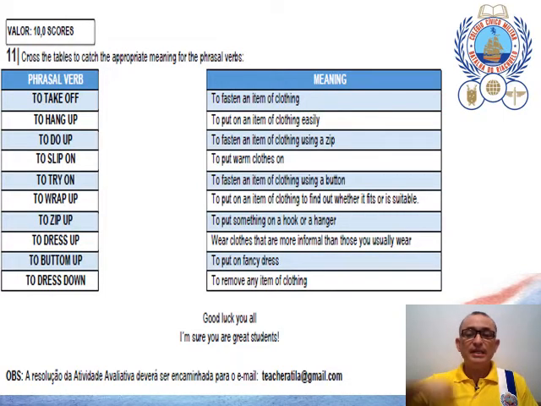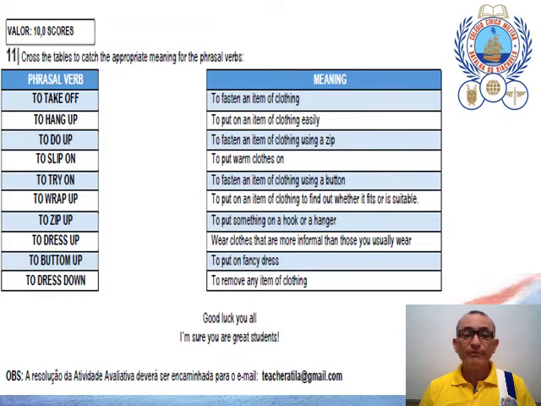Ok? To zip up. Né? A zíper. To dress up. É quando você se veste bem. Eu gosto de dress up. Eu gosto de me vestir bem. To button up. I have a button. So I have to button up. Tá? To dress down é o contrary, the opposite to dress up. Se você se veste bem com dress up, como é que você se veste com dress down? Se vestir menos, é mais simples, não precisa se vestir tão bem, né? A ocasião não precisa você se vista tão bem, right?